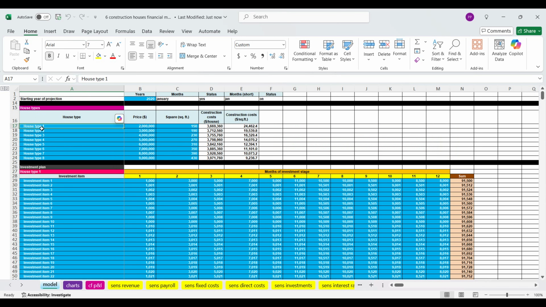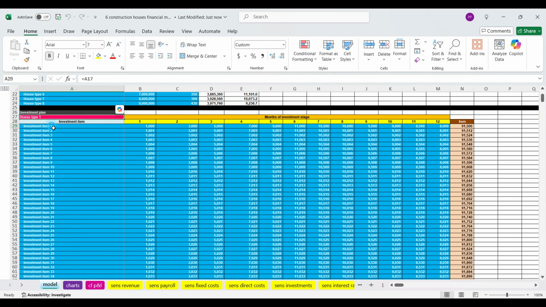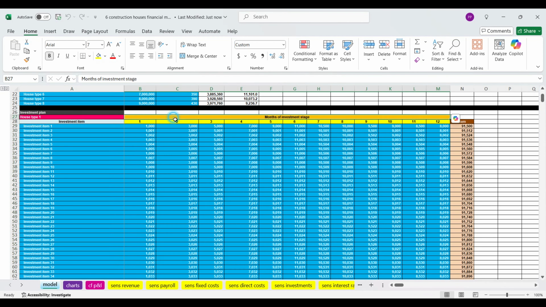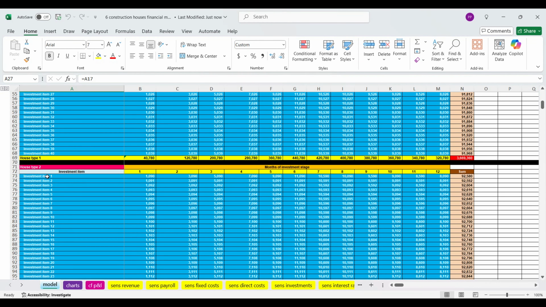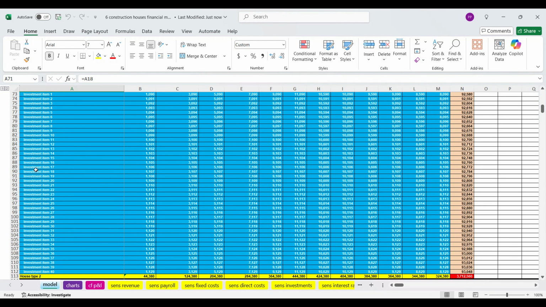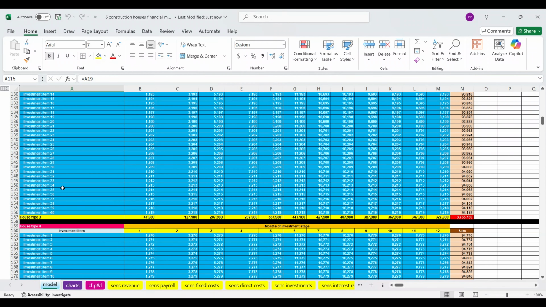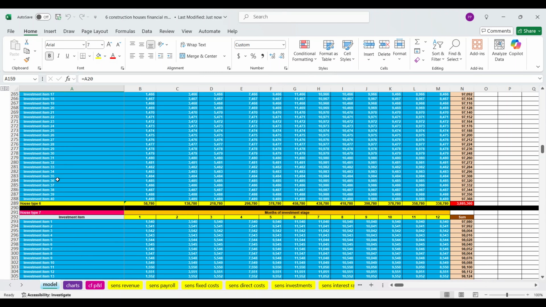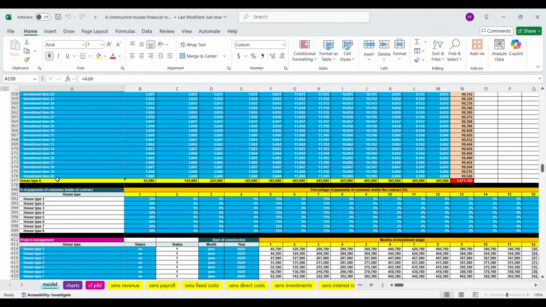So once we set up the name for this type of house, it will appear here, and we will be specifying what we are investing in and how much we are investing in, during the investment stage, during the construction stage. And the same story we are doing for each type of house that we have. So this is house type number 2, number 3, number 4, number 5, 6, 7, 8.